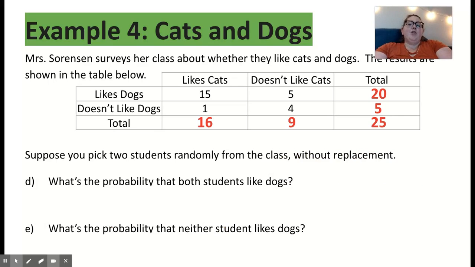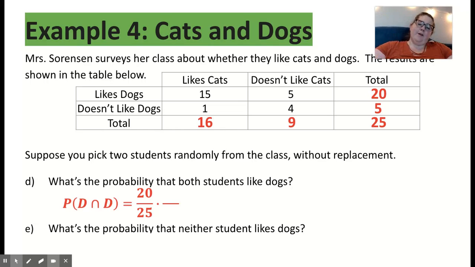Suppose I pick 2 students randomly from the class without replacement. What's the probability that both students like dogs? So I can get the individual probabilities from the table, but as soon as I'm talking about multiple students, now is where I'm going to have to start applying those AND rules that we talked about a little bit ago, the multiplication rule. So probability that both students like dogs. So dogs and dogs. When I pick my first student, the probability that that first student likes dogs would be 20 out of 25, right? There's 20 who like dogs out of 25 total.